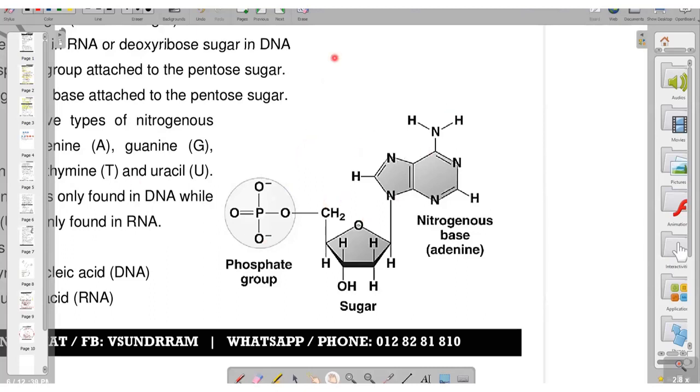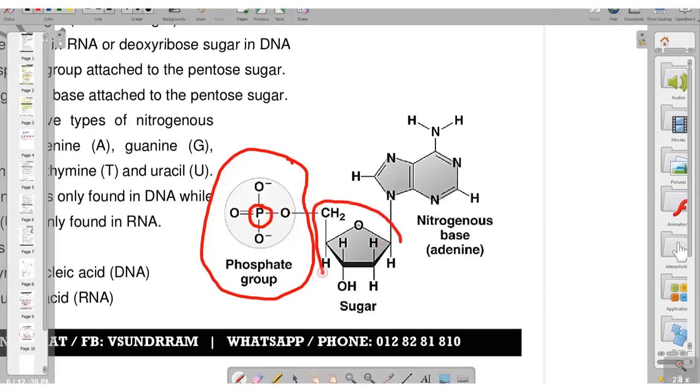You should be able to identify the phosphate group. Why is this a phosphate group? Because it has a phosphate atom. It is linked to this, which is the pentose sugar. This pentose sugar has 1, 2, 3, 4, 5. It has 5 carbons. That is why we call it pentose sugar.